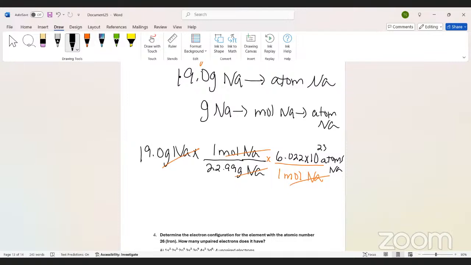Yes, Taisha, molecules and atoms are technically the same thing for this purpose. So if this question had asked you about molecules, you just replace atoms with the word molecules. I don't have my calculator near me, but you just multiply 19.0 times 6.022 times 10 to the 23rd, then divide that by 22.99, and that will give you your answer.